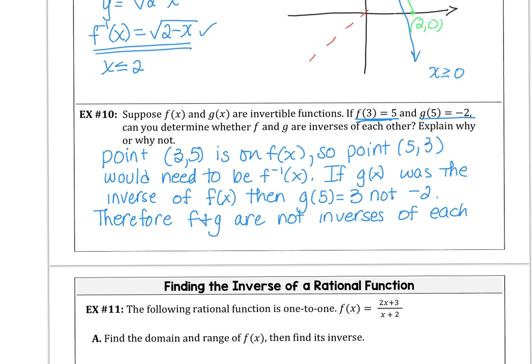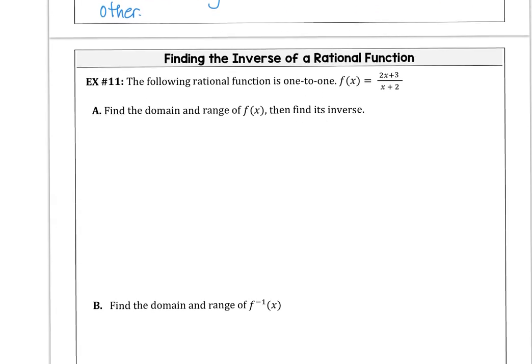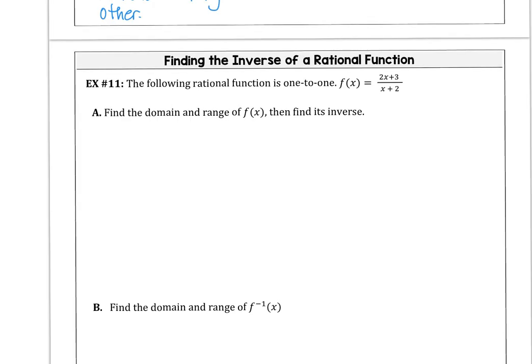Okay? So just being able to explain and reason in your own words is an important concept in our course. Let's look at an inverse of a rational function. If we're given this rational function and it's invertible, this is a typo here on my slides. I think your notes should be updated to say invertible.